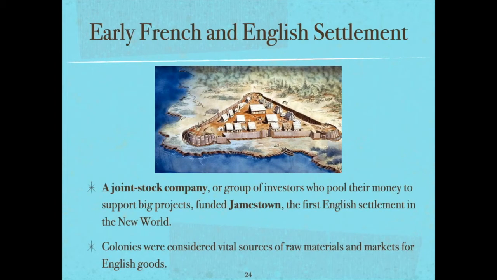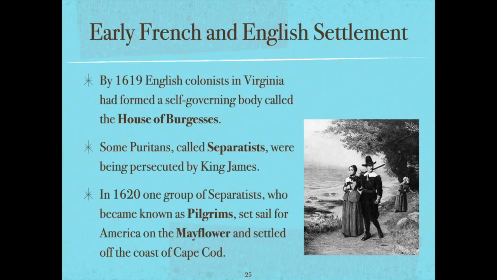A joint stock company, or group of investors who pool their money to support big projects, funded Jamestown, the first English settlement in the New World. Colonies were considered vital resources of raw materials and markets for English goods. By 1619, English colonists in Virginia had formed a self-governing body called the House of Burgesses.